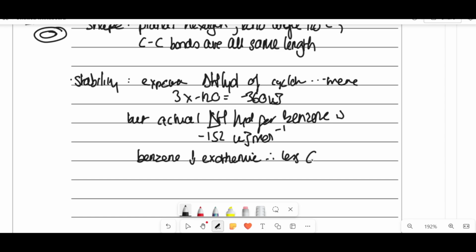Therefore, there's less energy released when bonds are made, because bond making, remember, is exothermic. Bond breaking is endothermic. Therefore, it's more stable.